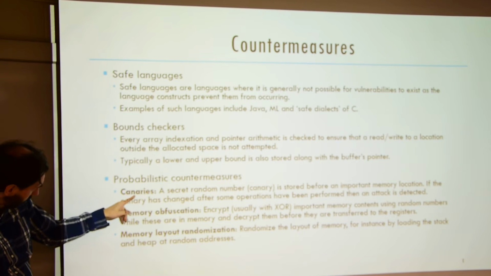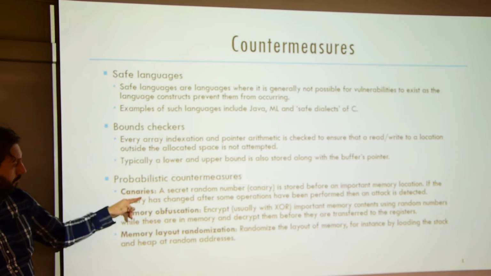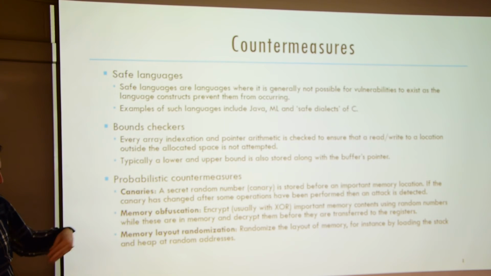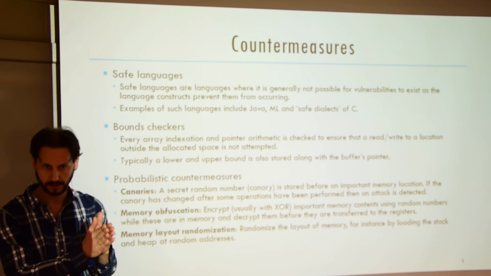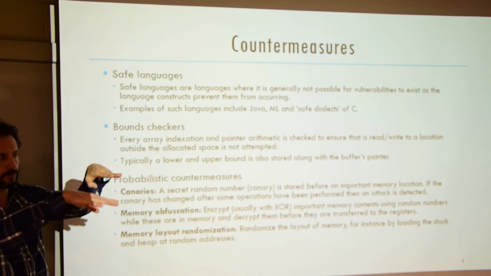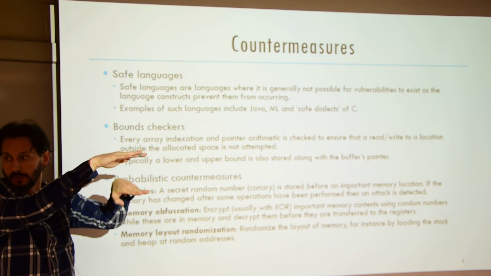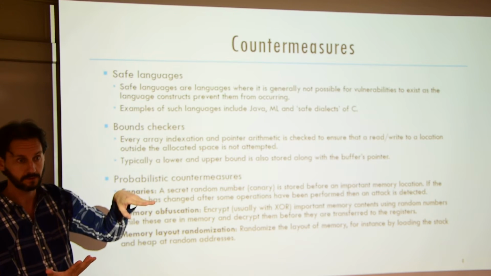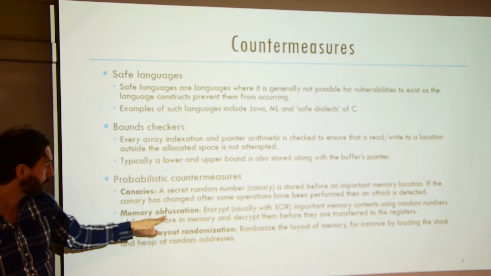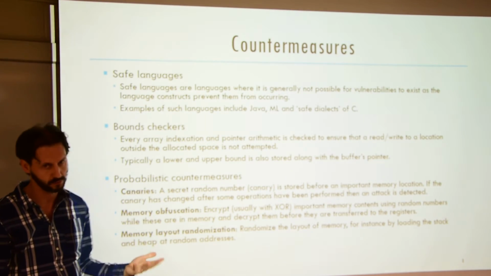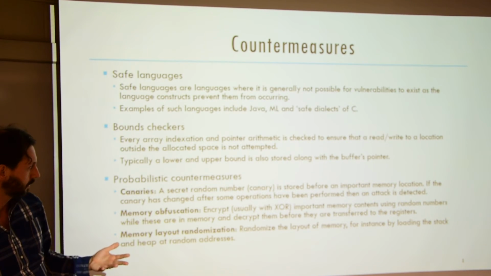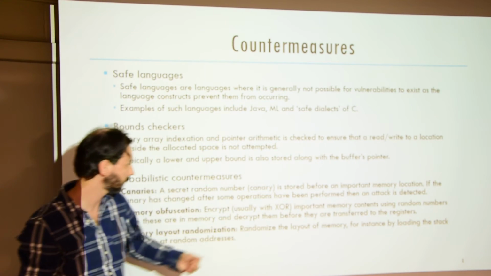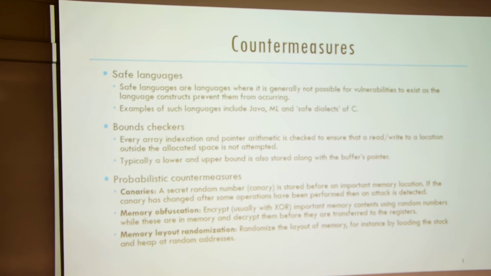Canaries, we will explain in a moment, but the idea is that you put in some secret random number at a certain spot so that if you overwrite it in order to get toward the return address, you overwrite that number and you will detect that something is wrong. That is essentially the whole idea behind this. Memory obfuscation, sure, you can do some encryption. It's usually expensive in performance, but therefore you do it with a simple XOR often. But anyway, you could do actual memory obfuscation by encryption, but usually not done.